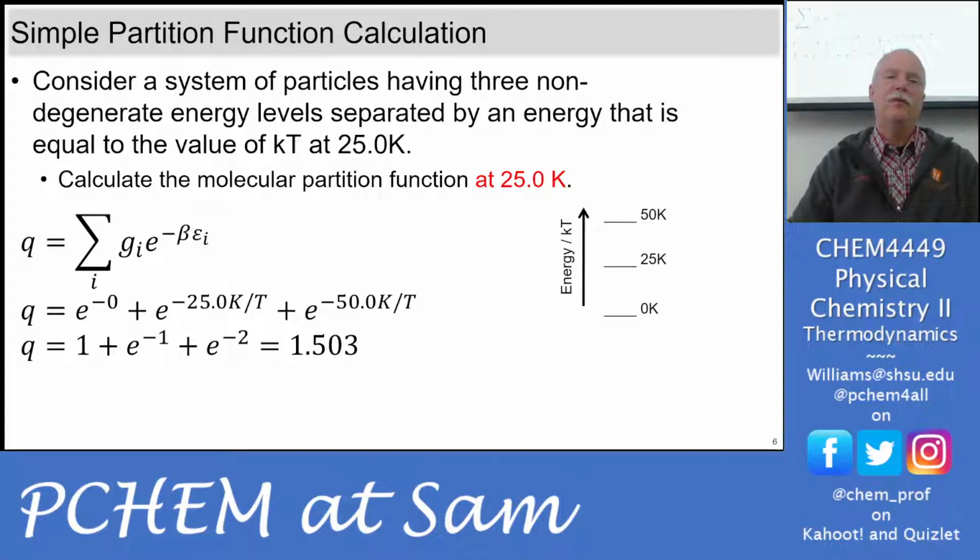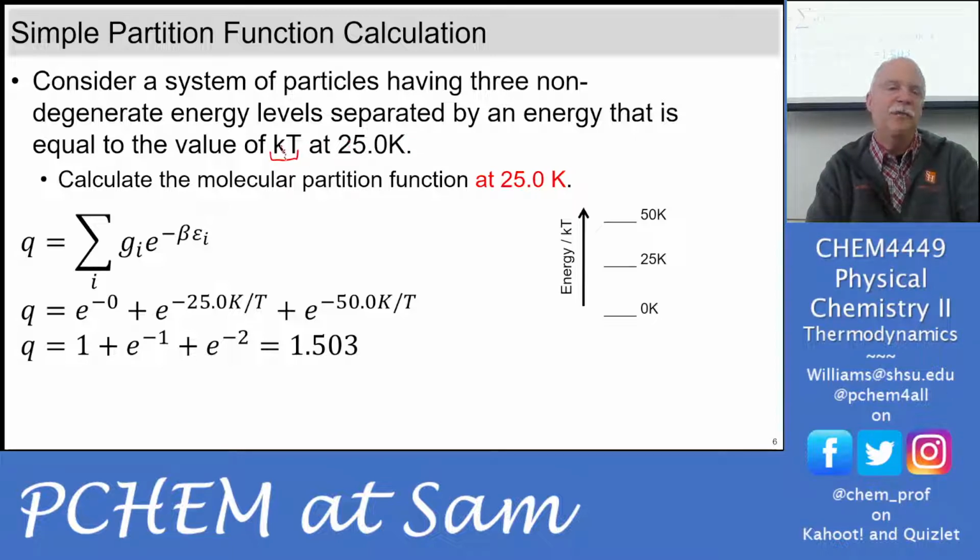When I read this problem, I understood what's going on, but I don't think my students would. This is a problem from the book. I don't remember which number, but it says, consider a system of particles having 3 non-degenerate energy levels. Right there you could immediately draw your diagram, 3 non-degenerate levels. So you would draw your 3 levels. And then it says separated by an energy that is equal to the value of kT at 25 Kelvin.